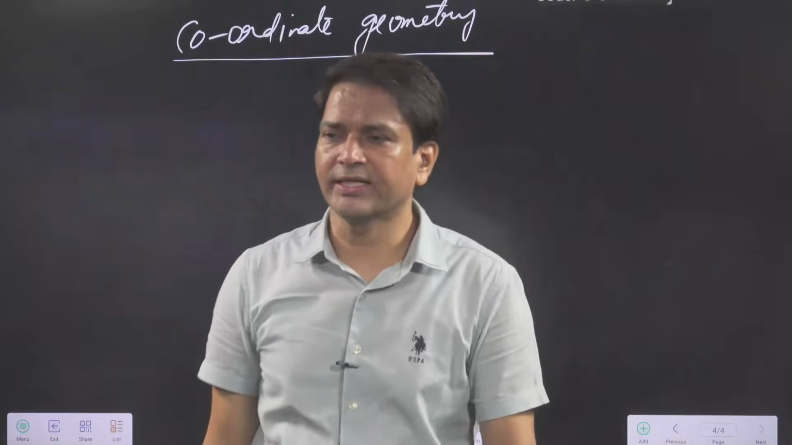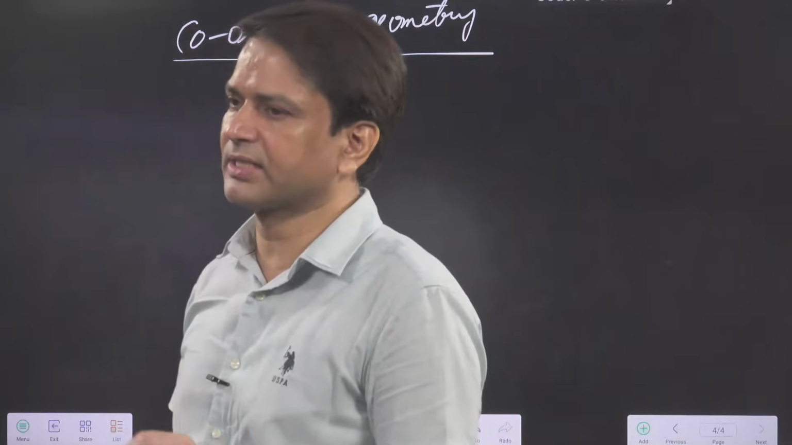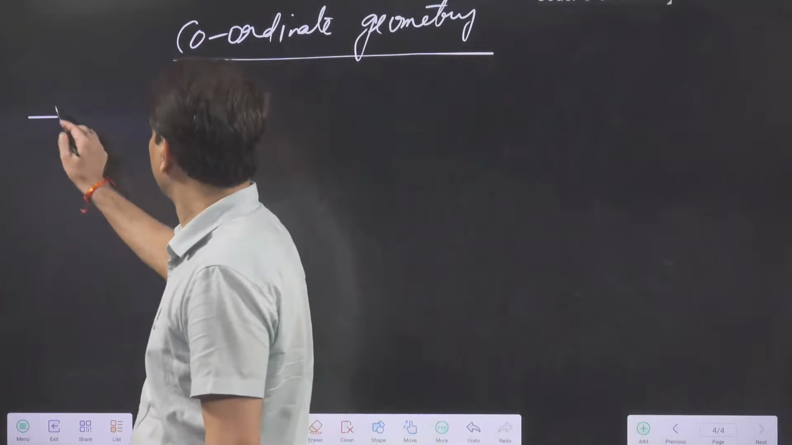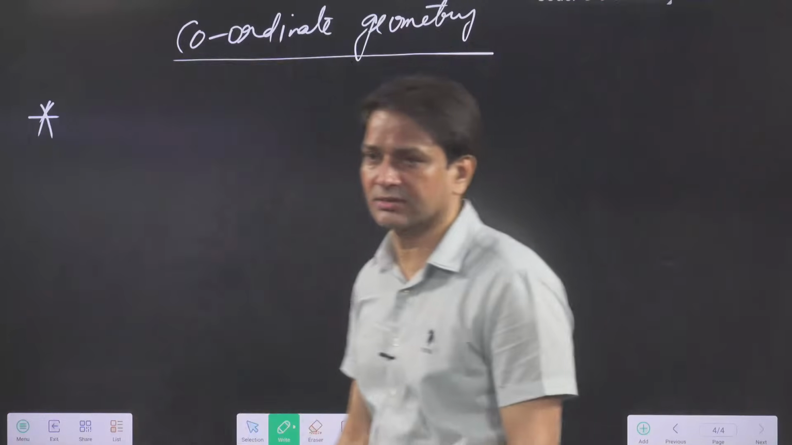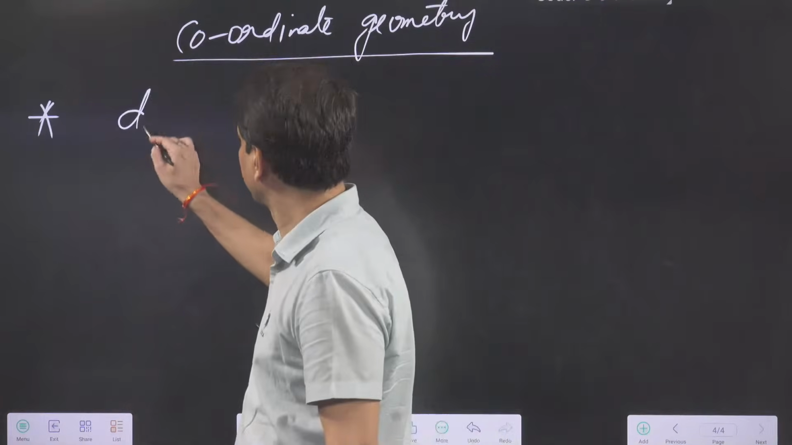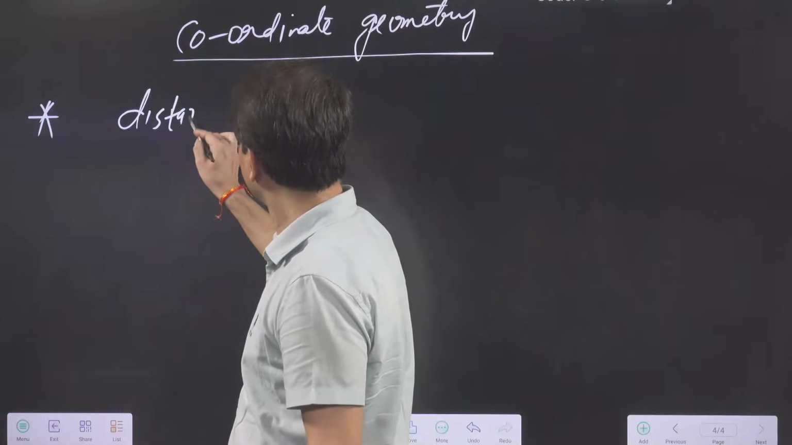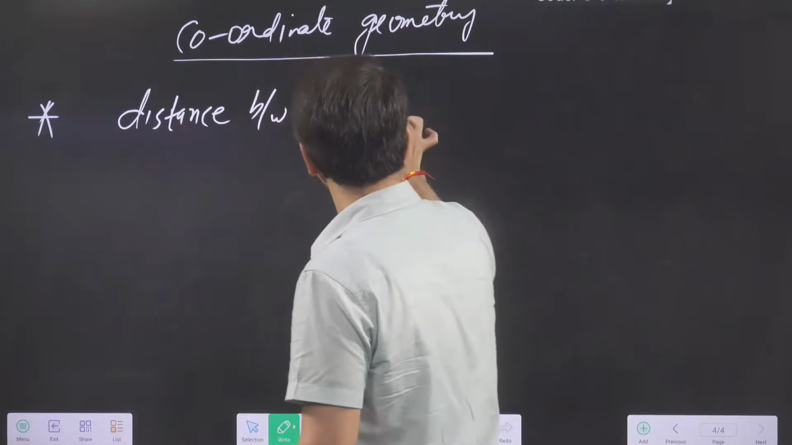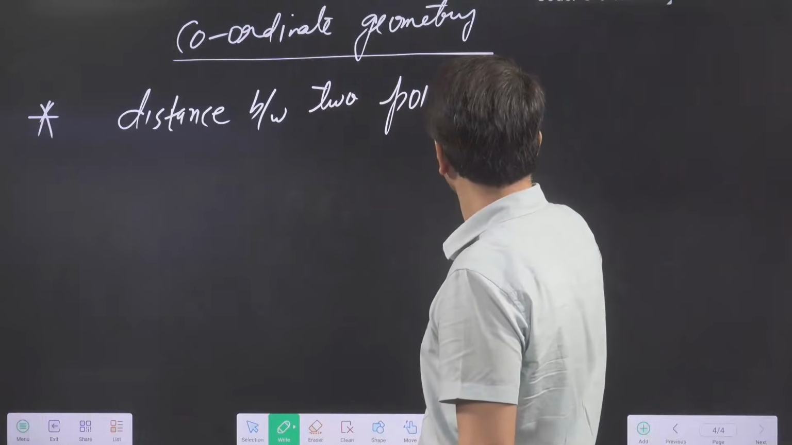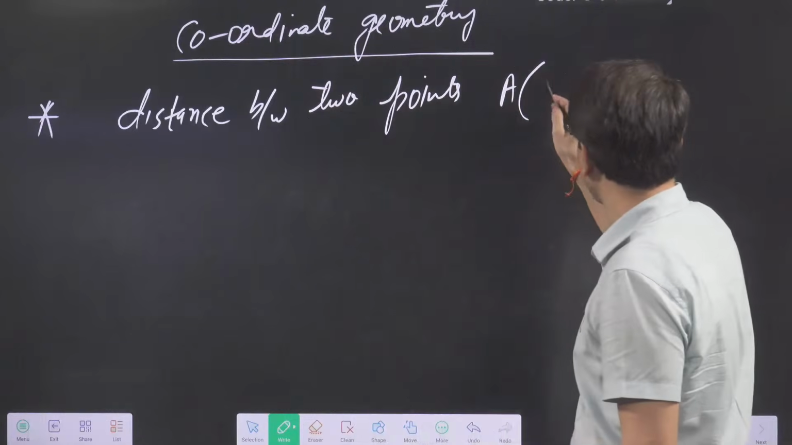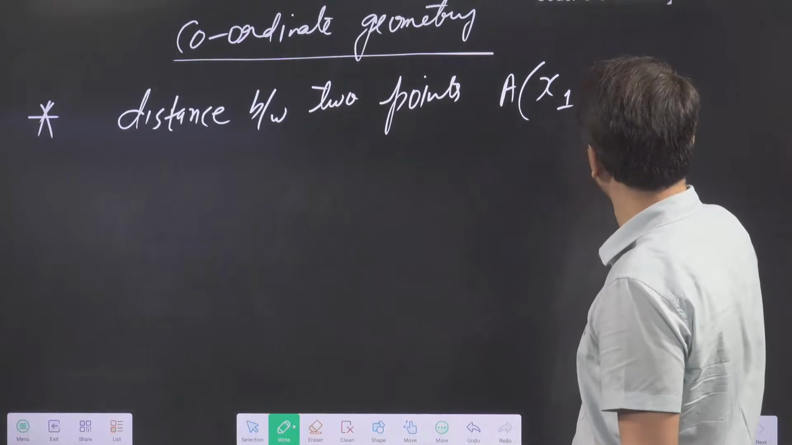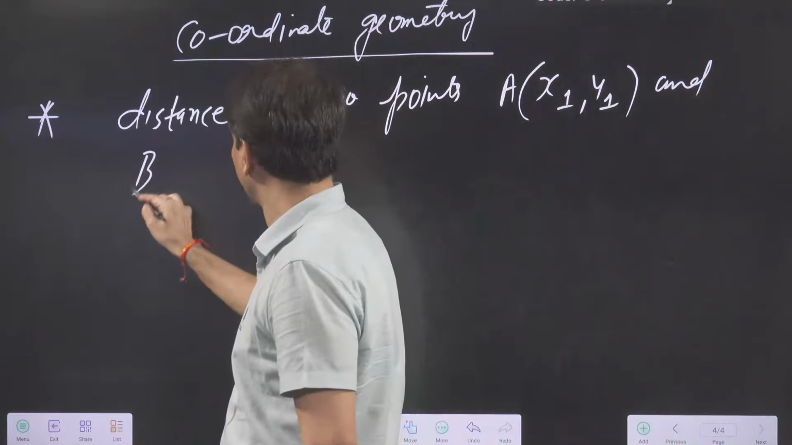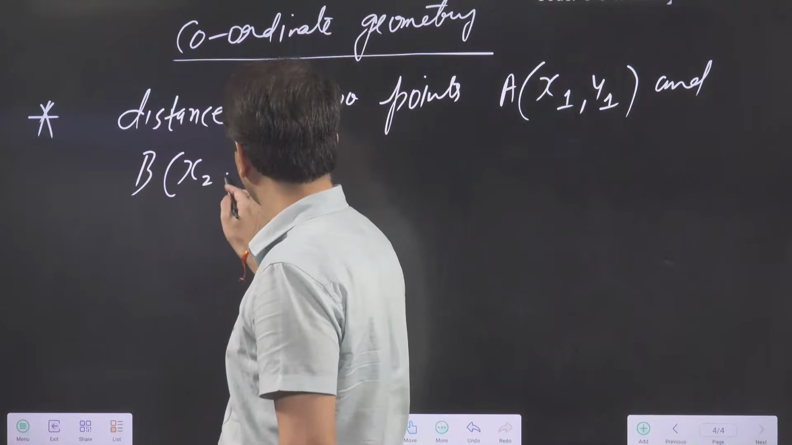One thing, everybody knows the distance between 2 points x1 y1 and x2 y2. Maybe Atlee sir also said distance between 2 points. Suppose A I am saying x1 comma y1, and B is suppose x2 comma y2.